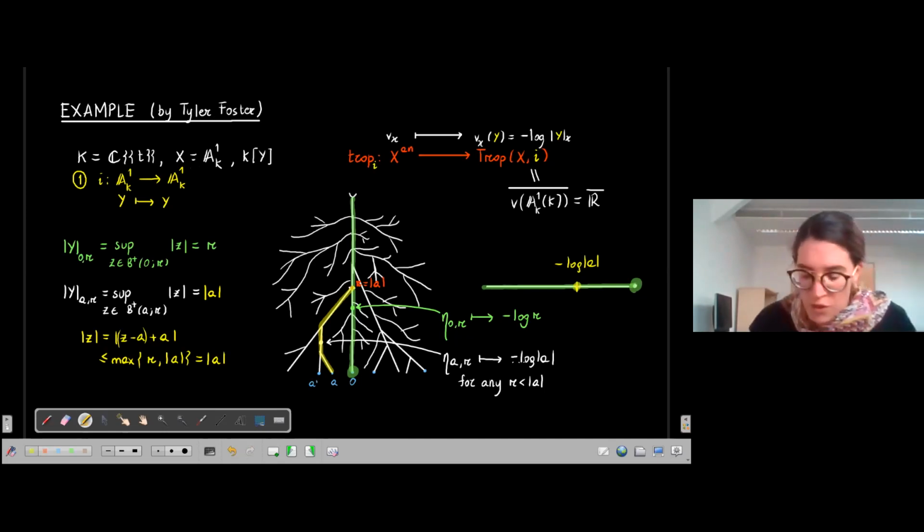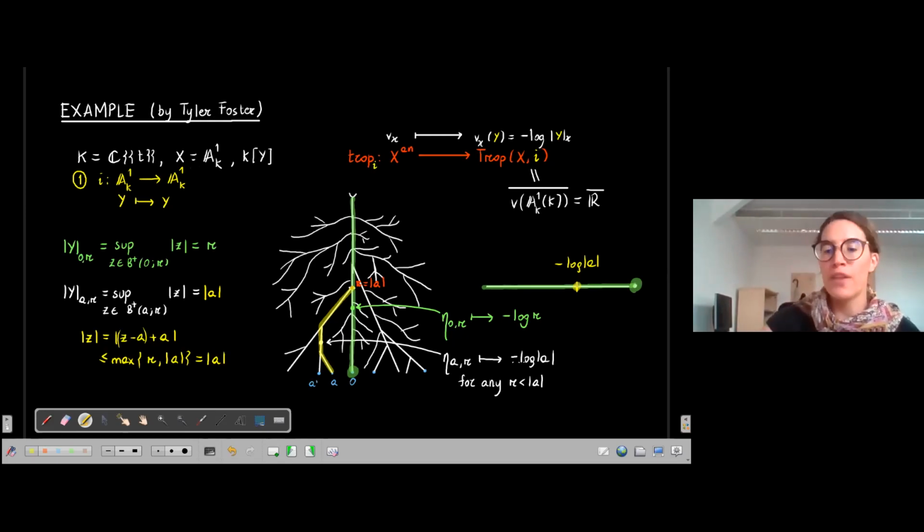Okay, so what you can prove, and this will also be part of the problem session, is that only the path, the green path, is sent one-to-one to the tropicalization. All other branches that start from the green path will all be sent to just one point in the tropicalization. So the map will not be one-to-one. Okay, so this was when we consider the really trivial embedding of A1 in A1.